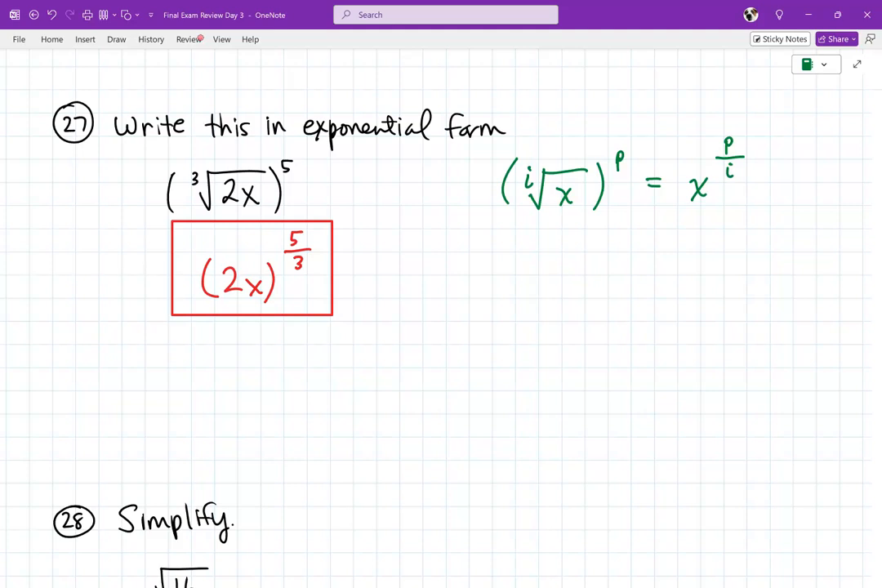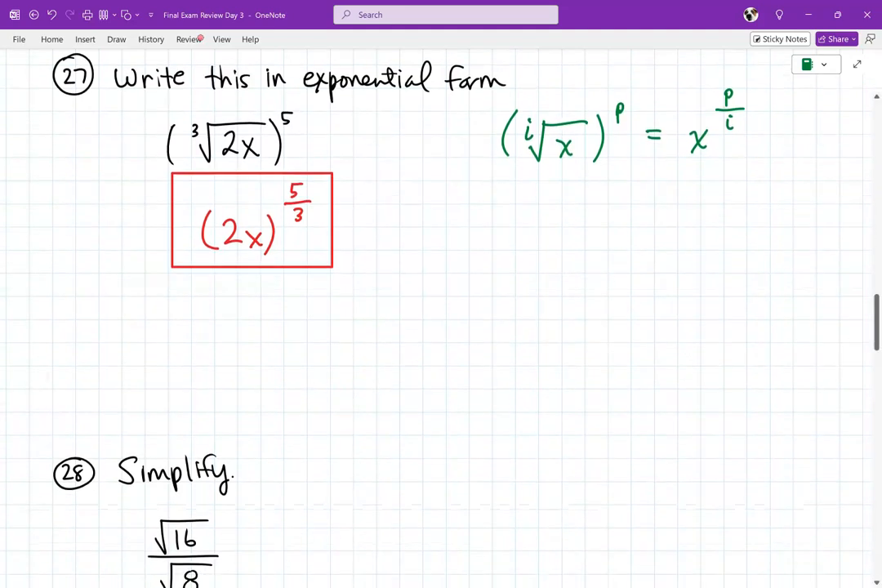Like I said before we started, this is kind of like the easier day 3. A lot of it is just conversion or using a calculator. So not a big deal.